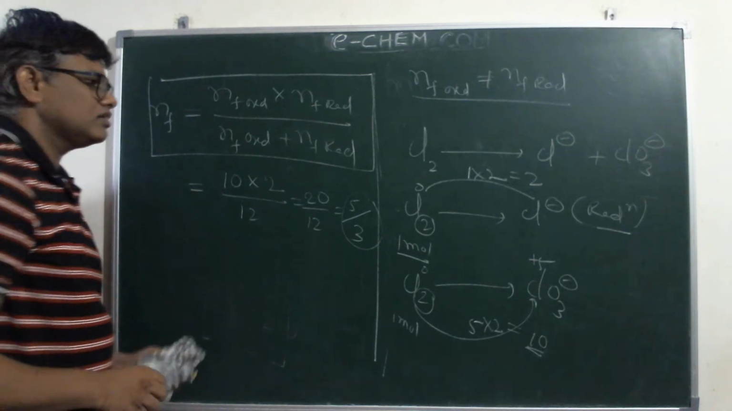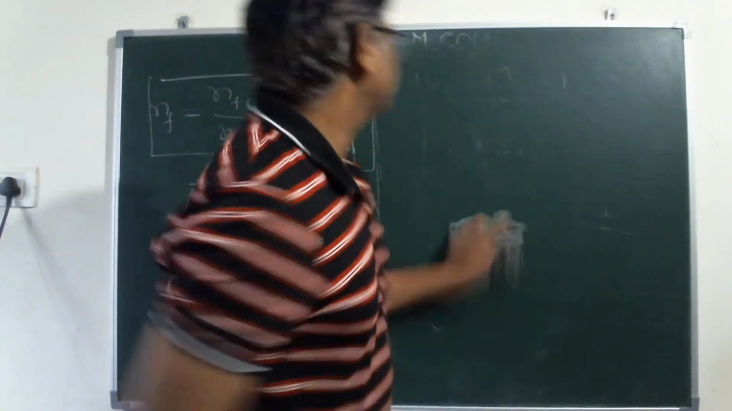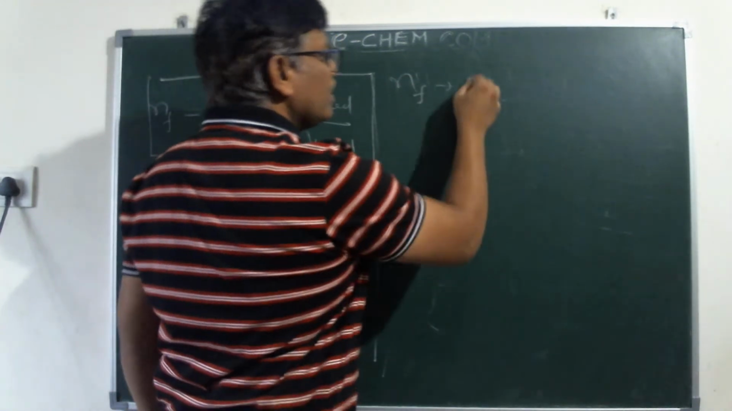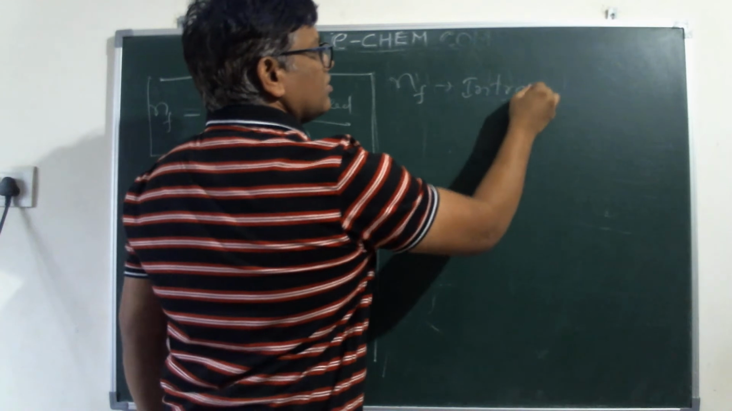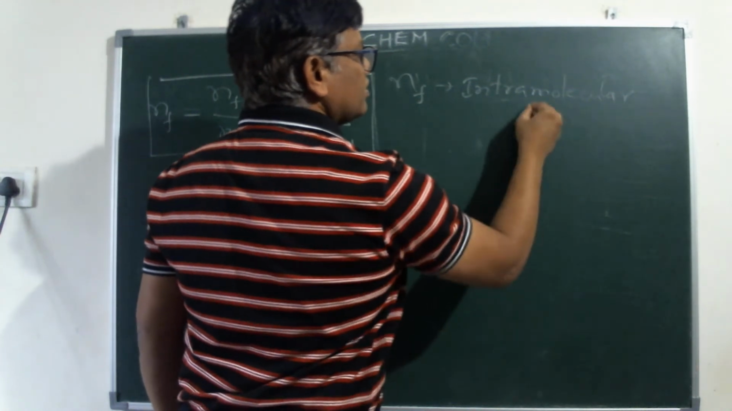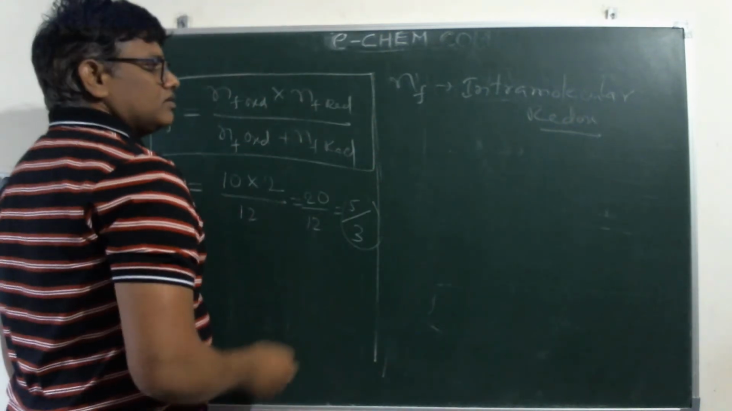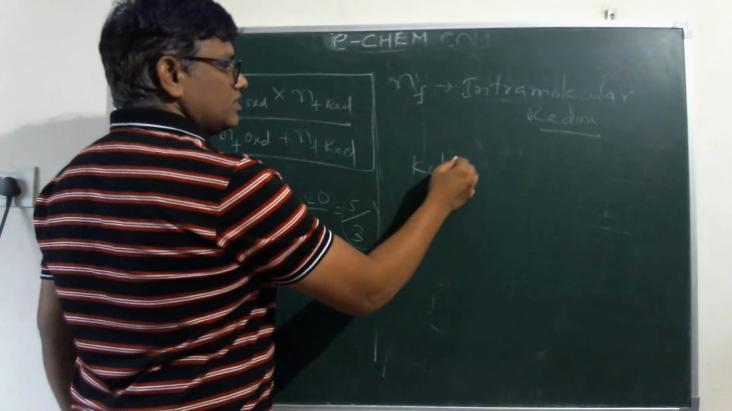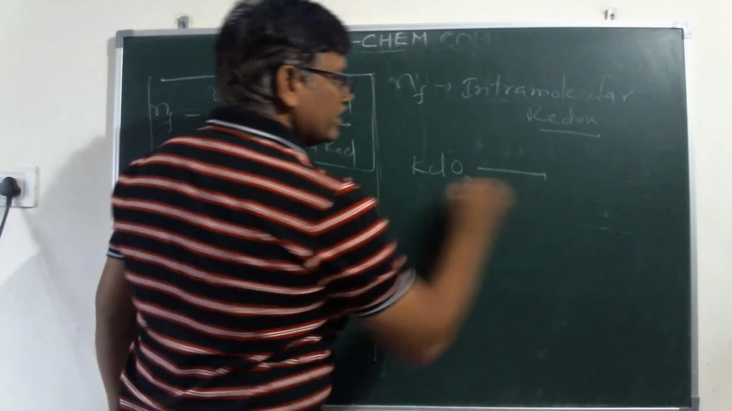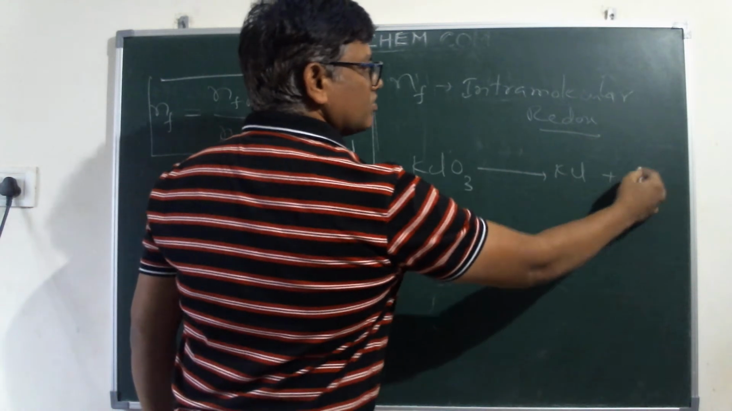Now I want to calculate the n factor for intramolecular redox reactions. Let's see how. For example, I am taking KClO3. In this compound, one element undergoes oxidation and another element undergoes reduction.